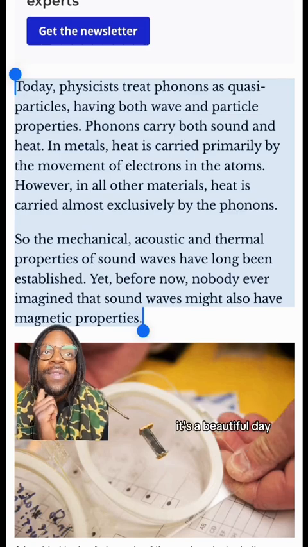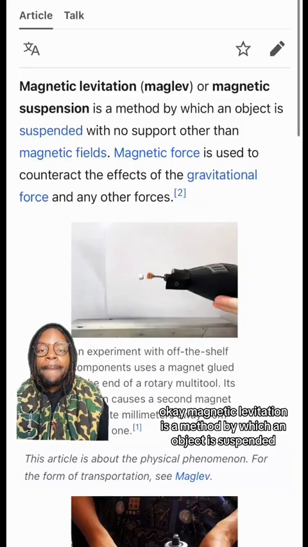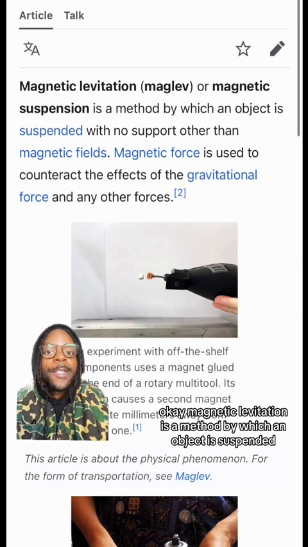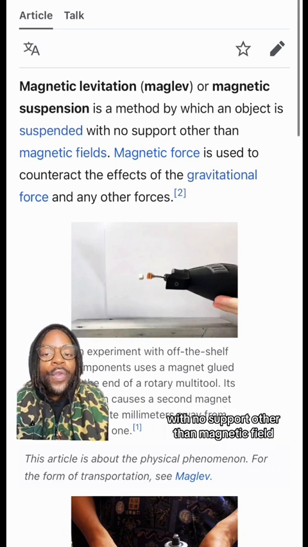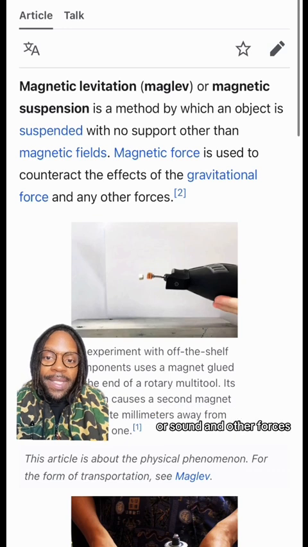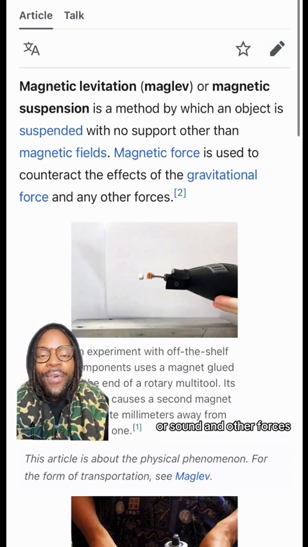It's a beautiful day. Okay, magnetic levitation is a method by which an object is suspended with no support other than magnetic fields. Magnetic force is used to counteract the effects of the gravitational force or sound and other forces.